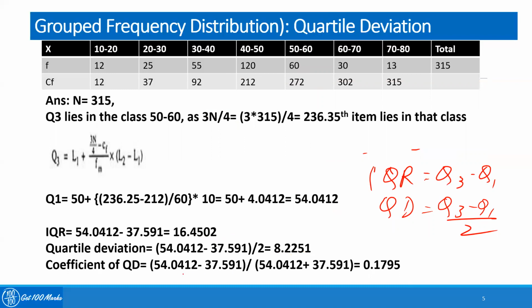And then the coefficient of quartile deviation is equal to Q3 minus Q1 divided by Q3 plus Q1, and we have got the value as 0.1795. Once again, I want to remind you that these two particular values are absolute measures of dispersion, whereas the coefficient is a relative measure. Here there is no unit.